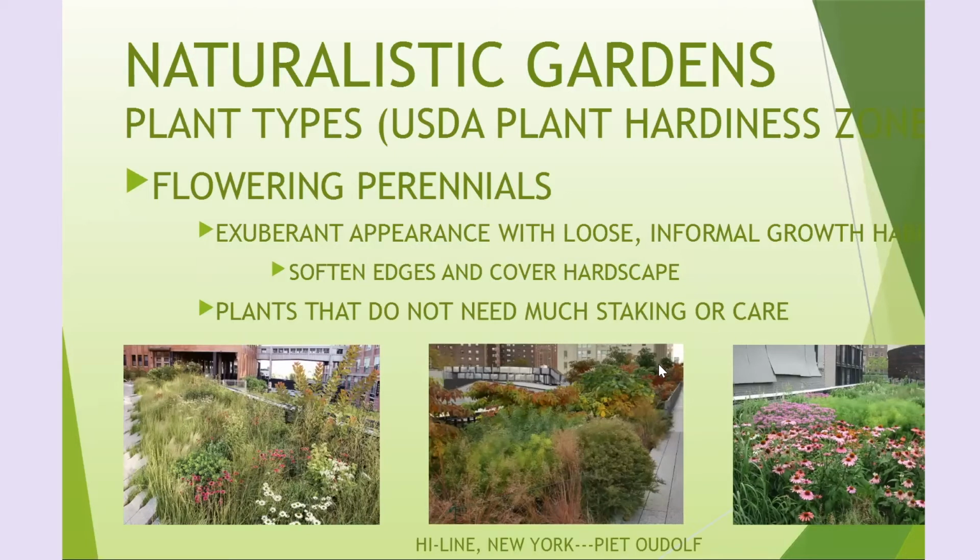Then you're going to have plant material that you need. Always look at the USDA plant hardiness zone, which is 6B, and that's very important. Otherwise, you're going to be losing a lot of plants. You're going to be using flowering perennials, and you're going to be using grasses. And make sure that your flowering perennials are exuberant, that they are loose, that they have an informal growth, because you need to soften the edges of your hardscape and of your walkways. And make sure that your plants don't need much staking.